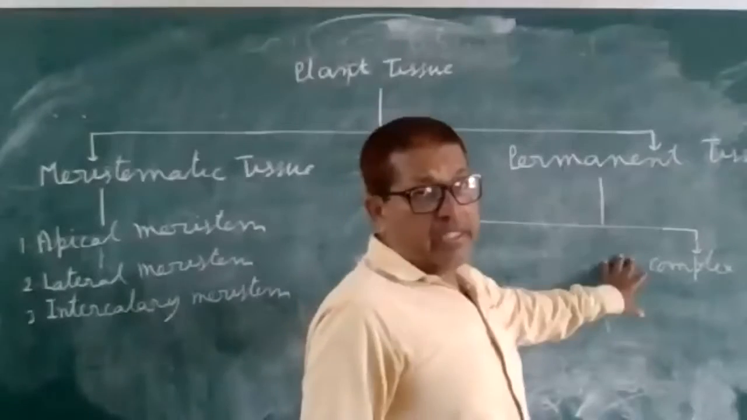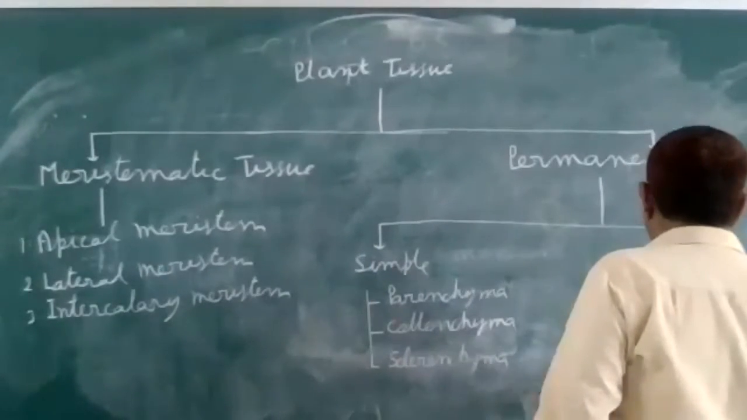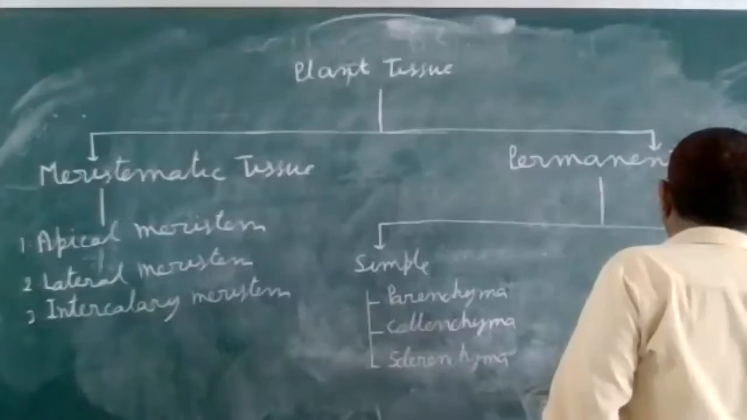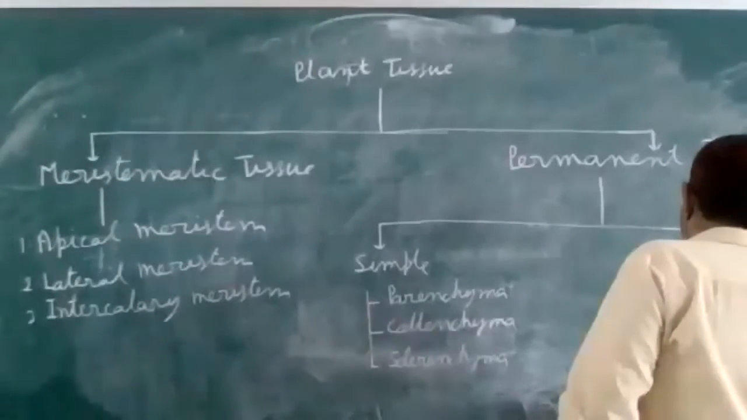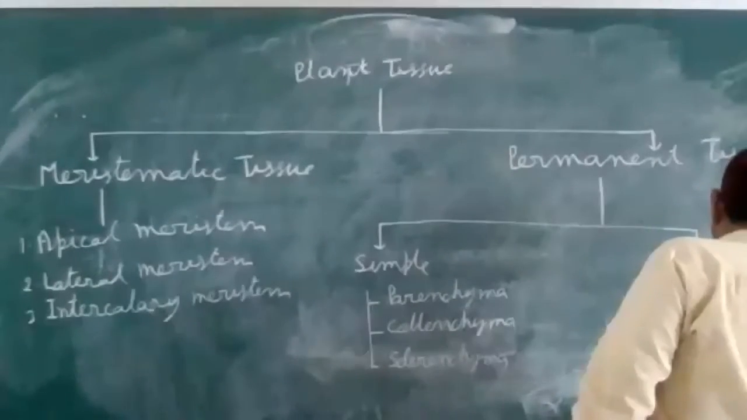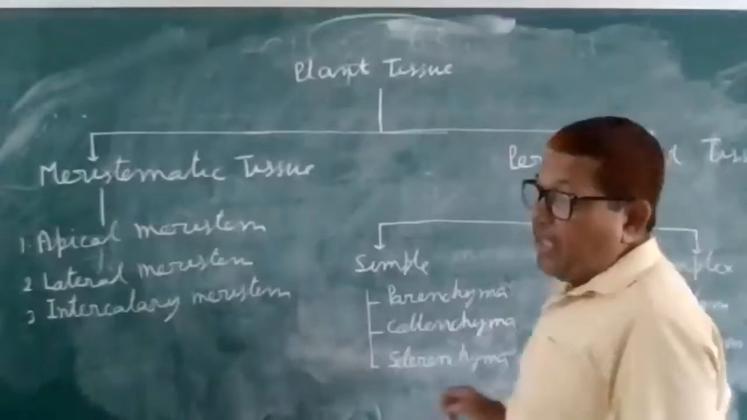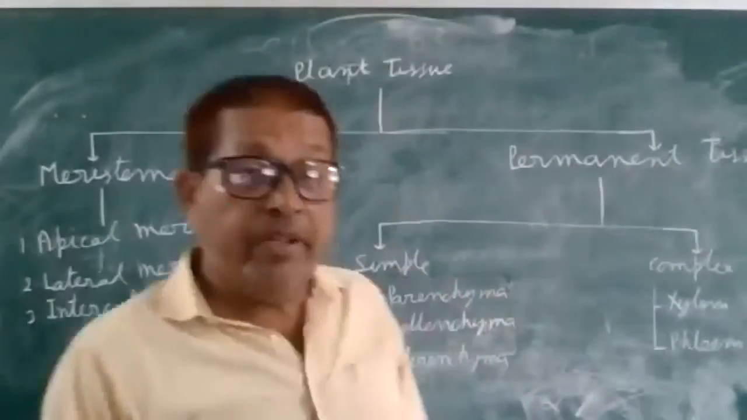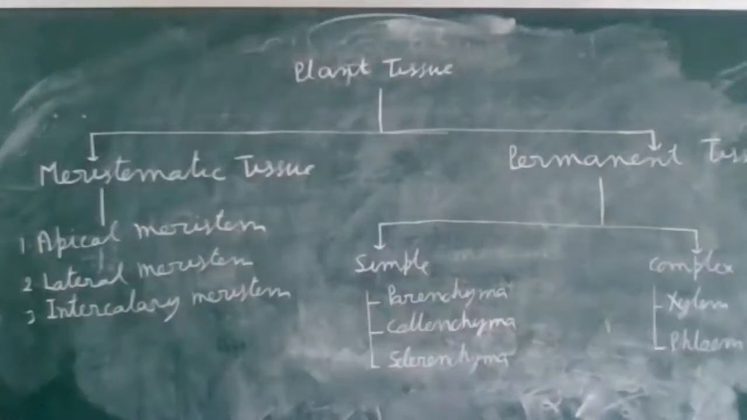Now we see the complex. It is of two types. Number one is xylem, and second one is phloem.